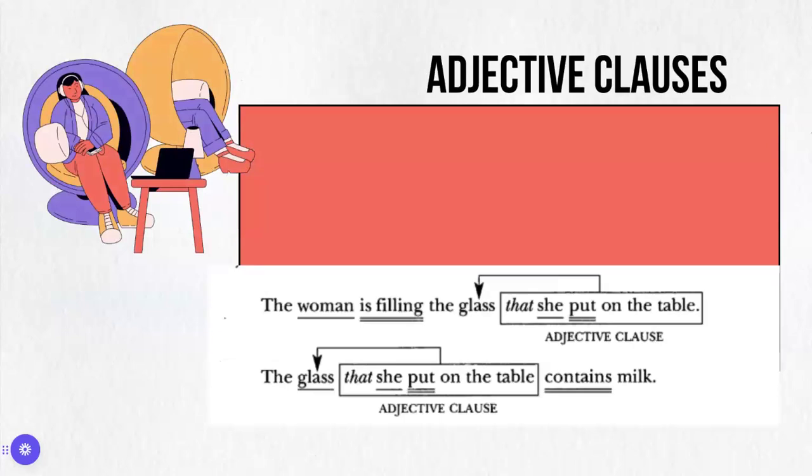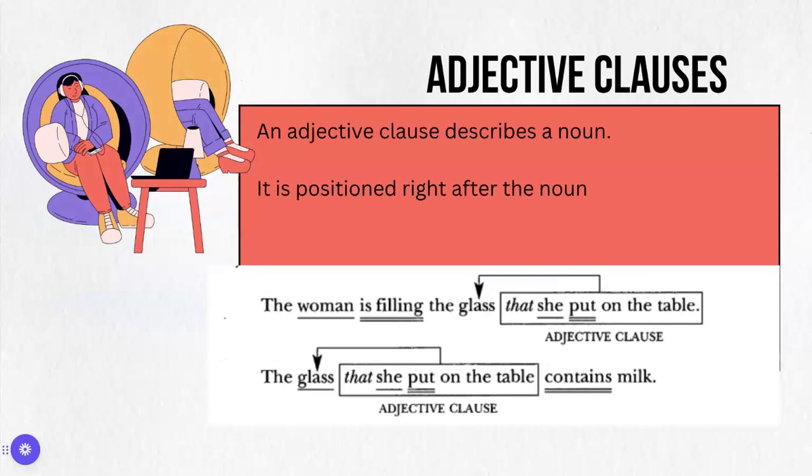Let's continue with clauses. Now we're going to talk about adjective clauses. Now, an adjective clause describes a noun. So it will be positioned right after the noun. Let's see this example. The woman is filling the glass that she put on the table. This is an adjective clause because it's describing which glass it is, the one that she put on the table.